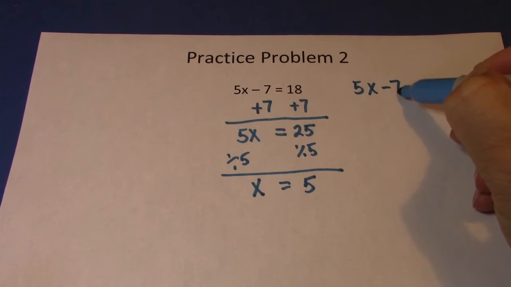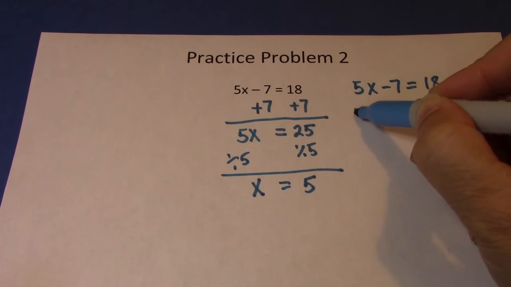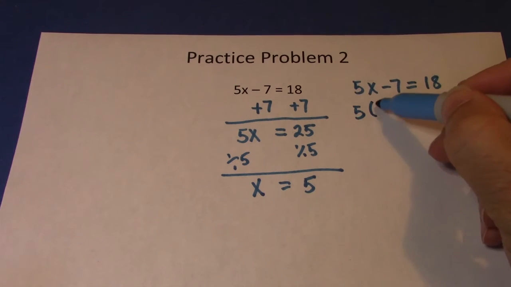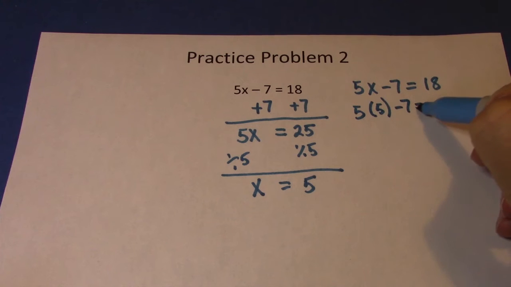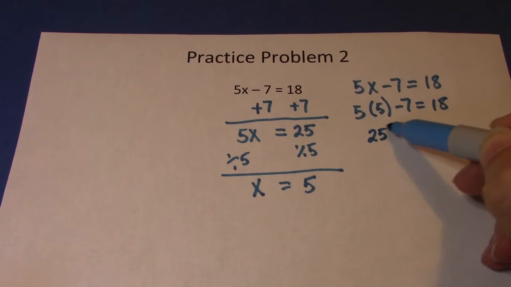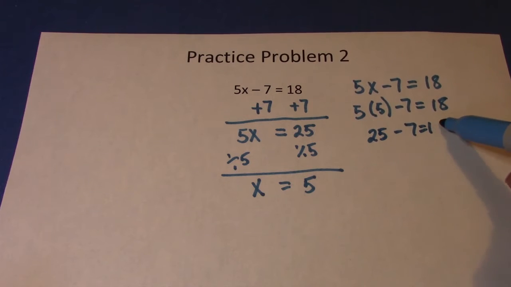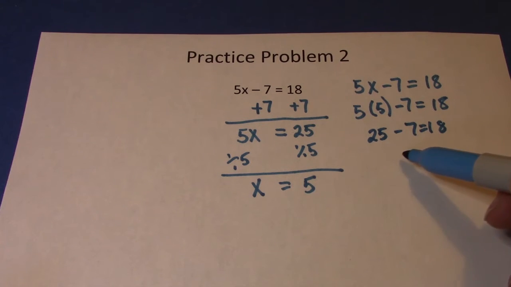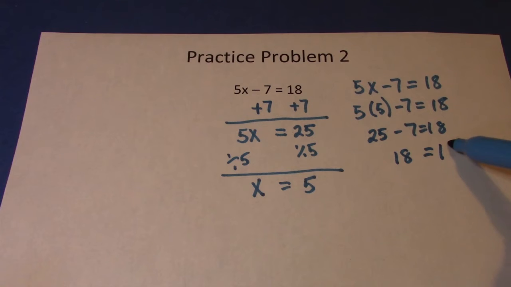So if we repeat the problem here, and every time I see an x, I'm going to write 5. Let's see if we get something true. 5 times 5 is 25. 25 minus 7 is 18. 18 equals 18, that's true. So the answer is right.